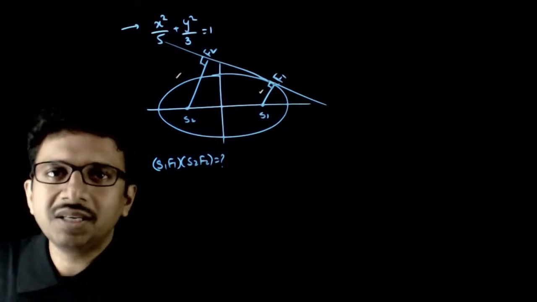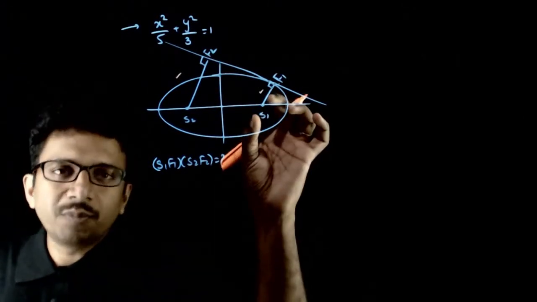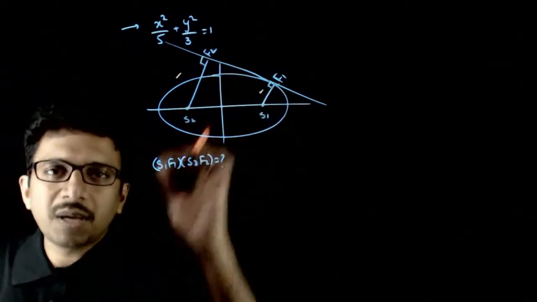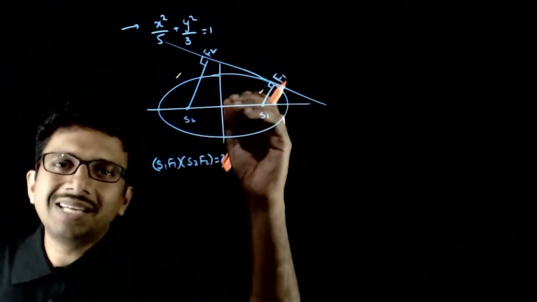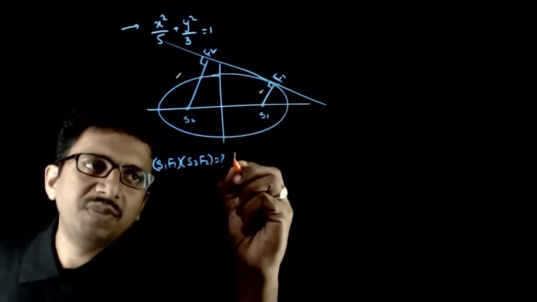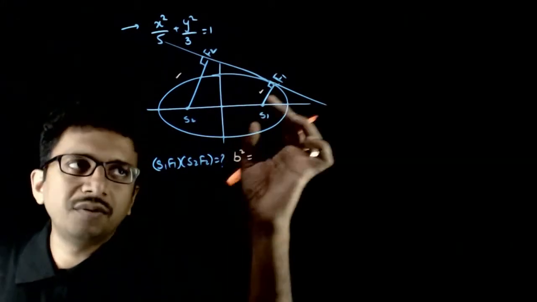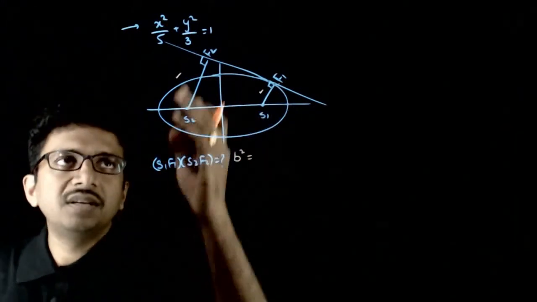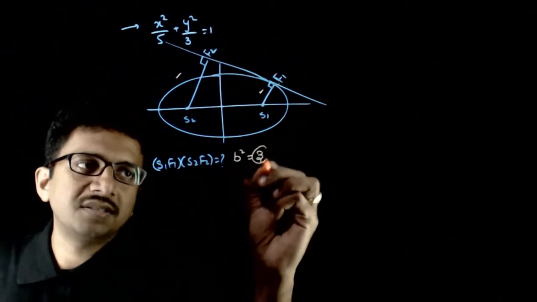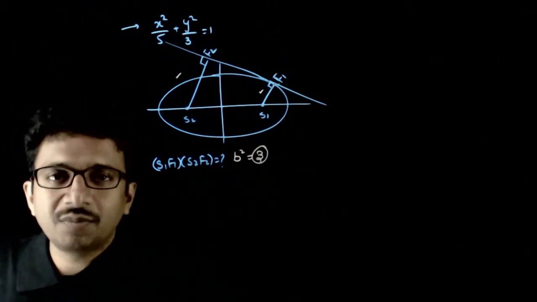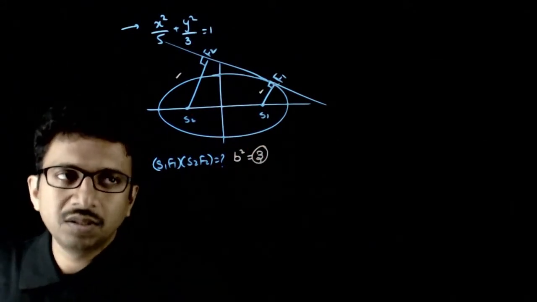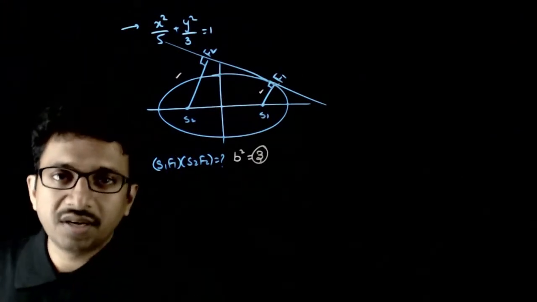So you have already derived in the theory that the product of the perpendiculars from the foci on any tangent is equal to b square. So the value of this will be equal to b square, which is 3 in this case. So this is a very standard property which needs to be remembered. If you want to derive this, you can also derive this.